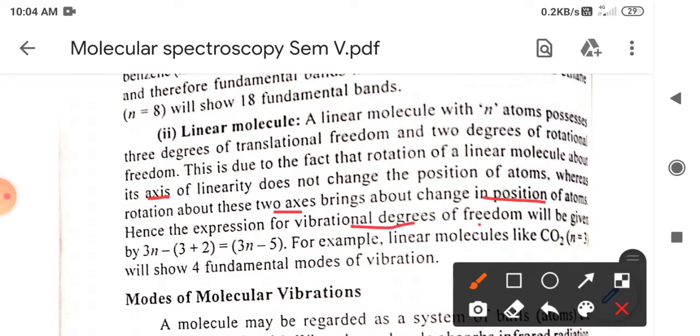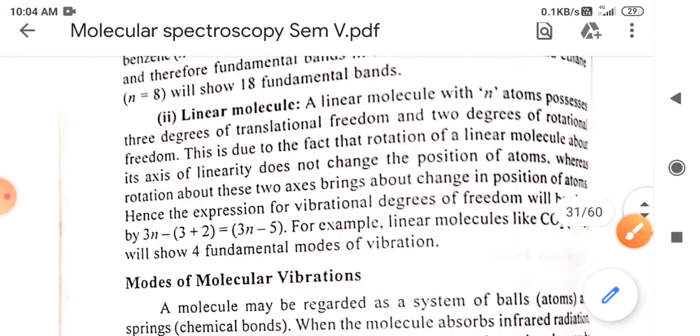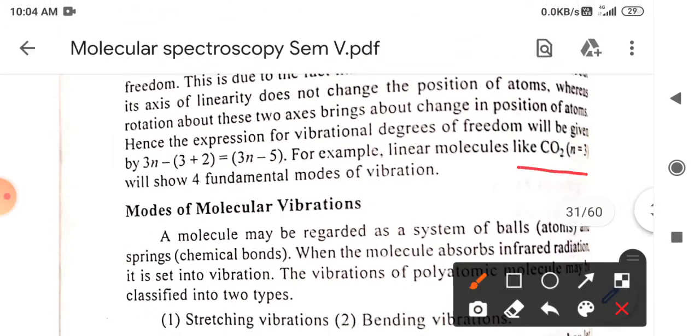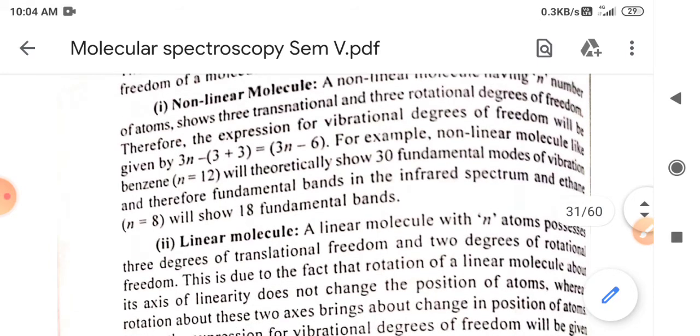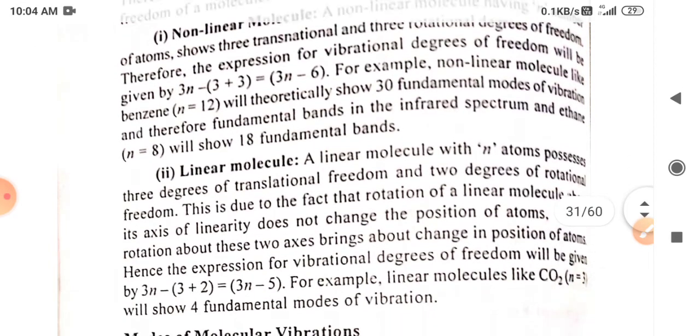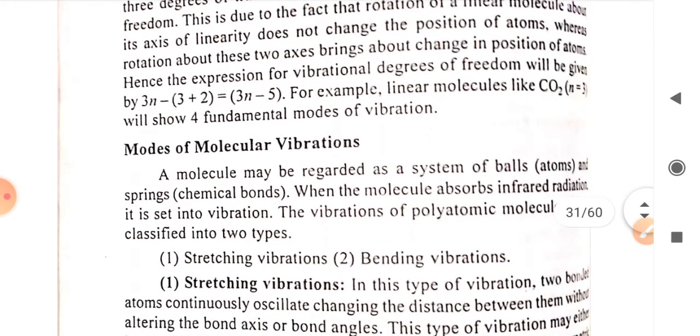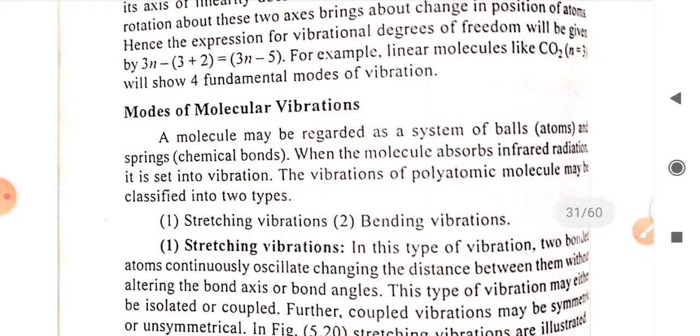So the expression for vibrational degrees of freedom will be 3n minus 3 plus 2. Here 3 is for translational motion and 2 is for rotational motion. So the formula will be 3n minus 5. For example, for a linear molecule like CO2, the number of modes of vibration will be 4 and not 3. So this is the only change for the linear molecule. For a non-linear molecule the formula is 3n minus 6, and for a linear molecule it is 3n minus 5. Now the next point is the modes of molecular vibrations.